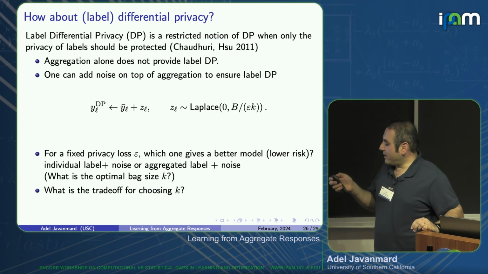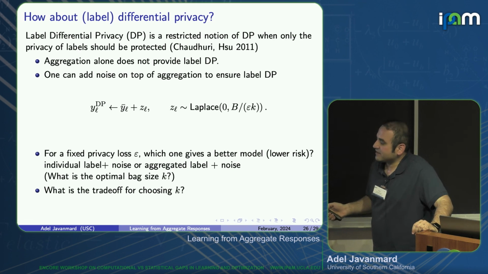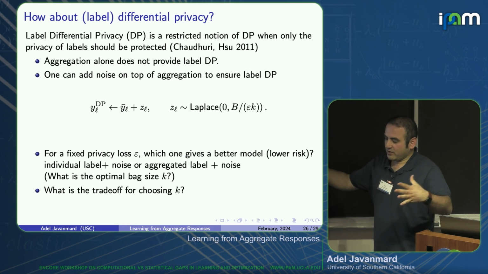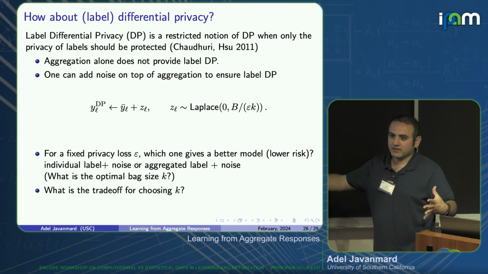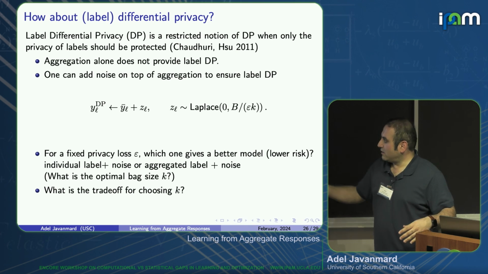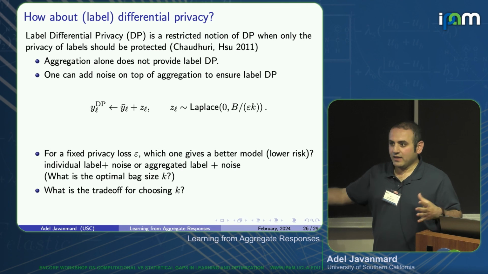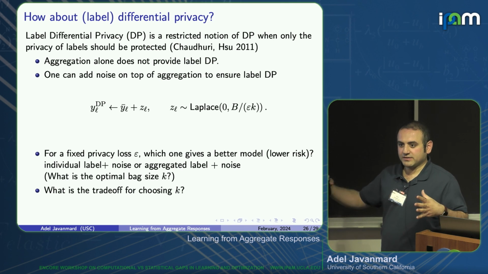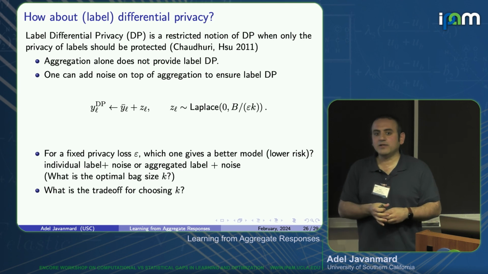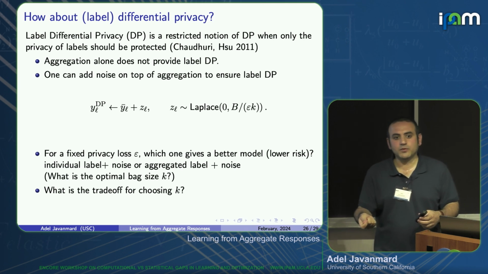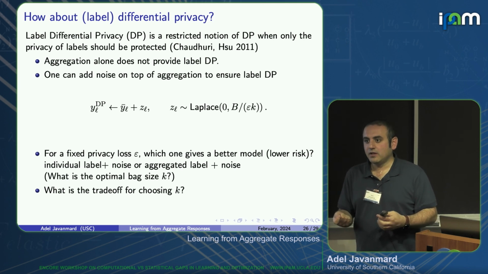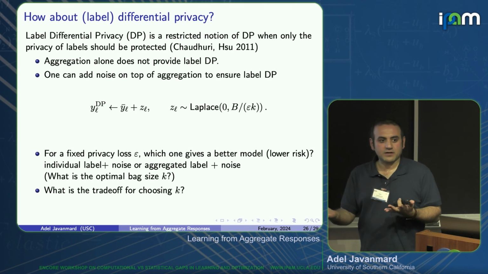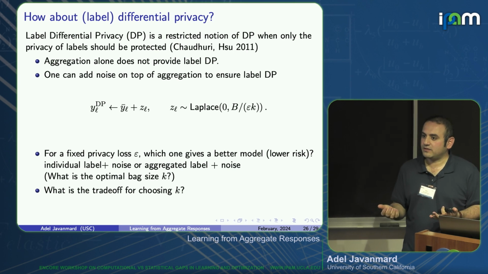But the interesting thing here is that there seems to be a trade-off on the choice of K. If I increase K, I have larger bags, so probably the model gets worse as I increase K. But on the other hand, the sensitivity decreases as I increase the size of the bag, so I only need a smaller amount of Laplace noise to ensure epsilon DP. So is there a trade-off here? Is there a good or optimal choice of K?